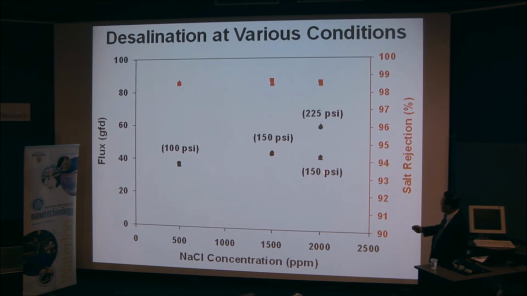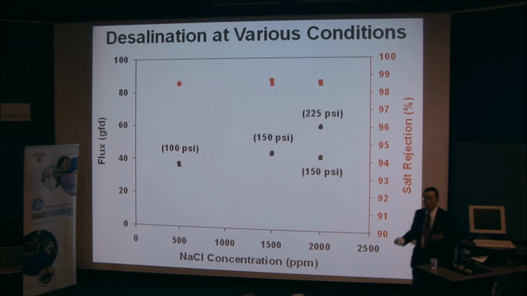Then if we use a low salt concentration, still maintaining a low pressure, the flux will increase slightly higher, okay? Drop the concentration, reduce the osmotic pressure. The salt rejection is still pretty good.